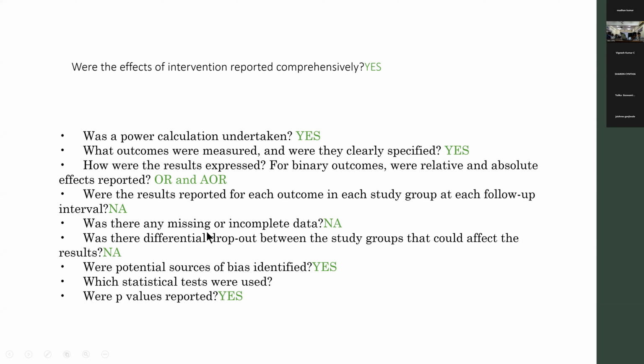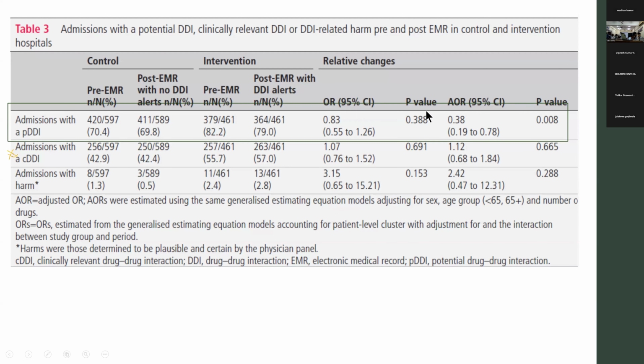Missing data not applicable, they have taken all the data. Differential follow-up not applicable here. They had also identified some sources of bias. Statistical tests we had already covered, and p-values were reported. So coming to the results.